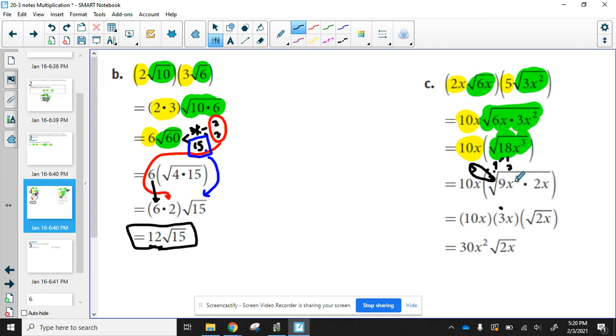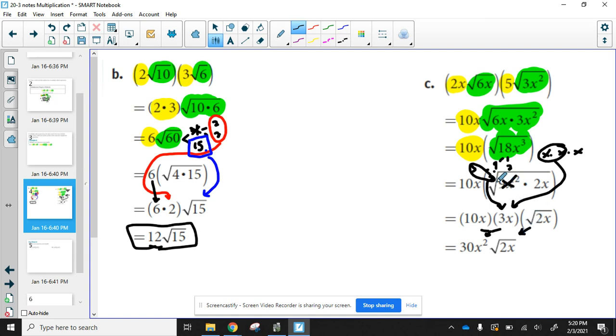And then there's an x cubed, so that means there's x times itself 3 times. So that means if there's a pair of x's, that also gets pulled out in front. So that is why it is 3x being multiplied to our 10x here. So that's where they get the 30x squared, because 10x or 10 times 3 is 30, and x times x is x squared. And then what is left underneath here is just the root 2x, so that just gets pulled down here.